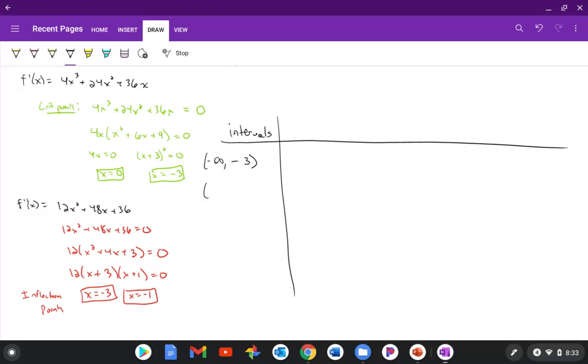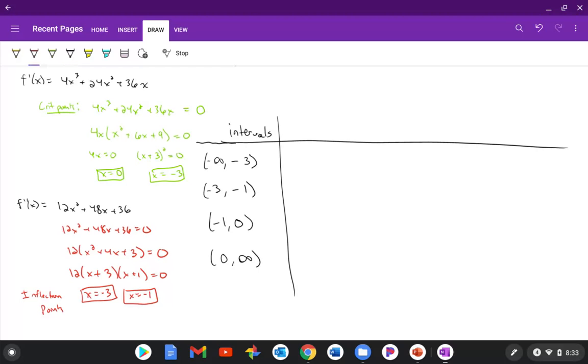We then have -3 up to our next critical number or inflection point, and that's -1. -1 up to our next one, which is 0. And then we don't have any more, so 0 to infinity. All right, so those are intervals. These are all the places where it changes either concavity or increasing, decreasing. Okay. So again, we include all of those. We just sort of order them from least to greatest.